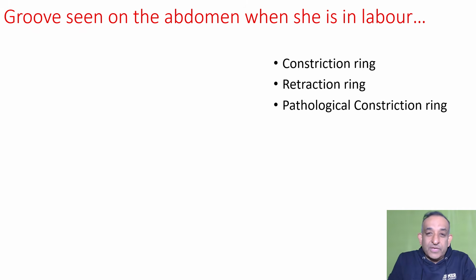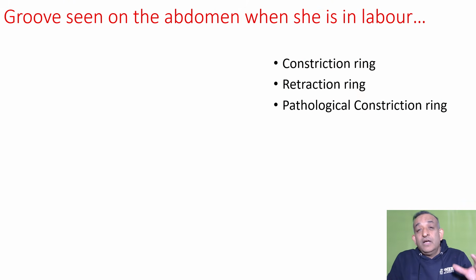I don't know what was the MCQ. Groove on the abdomen is felt when a patient is in labor. I think they would have written obstructed labor. But when this groove is felt, that means the uterus is under a very strong spasm. The upper segment has contracted so much, and the head is not going through the pelvis because the pelvis is narrow. It's a cephalopelvic disproportion.